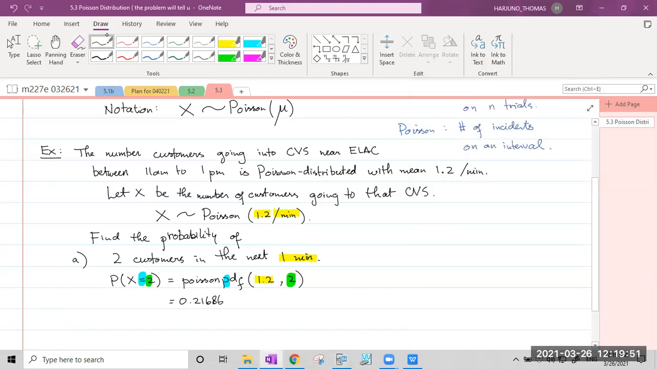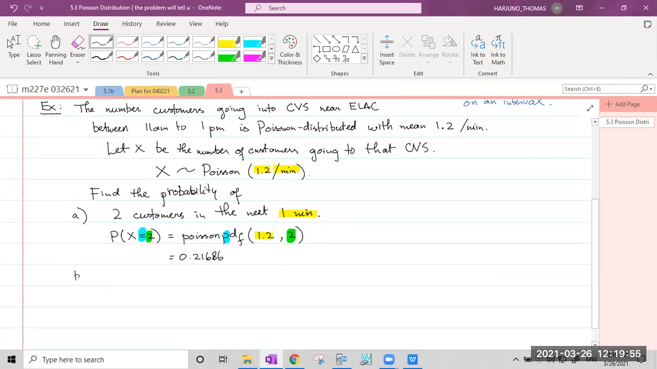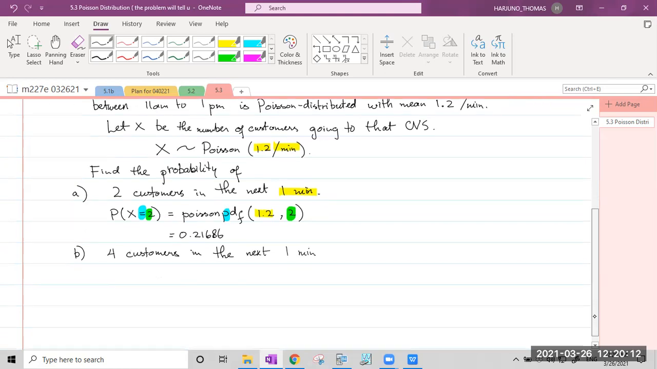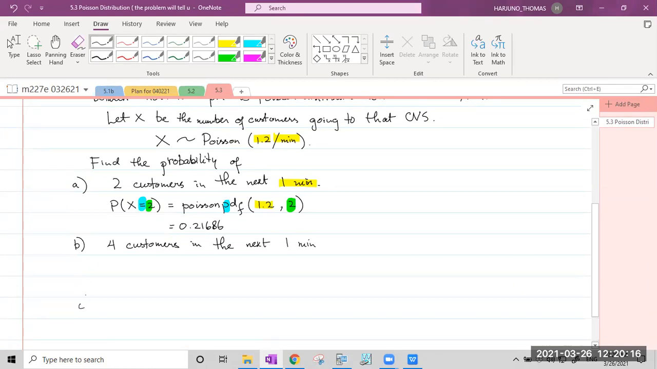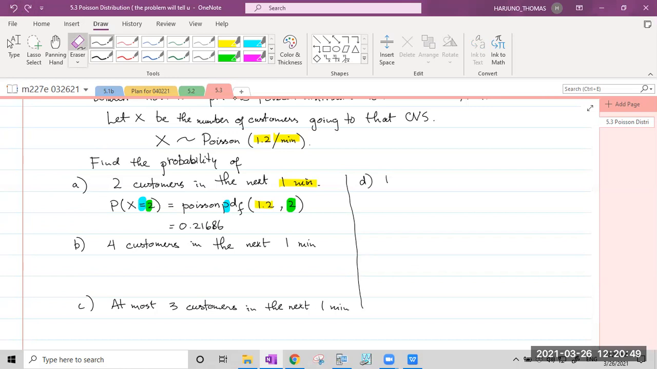Okay, now let's go on. How about the probability of getting, let's say, 4 customers in the next 1 minute? How about the probability of at most 3 customers in the next 1 minute? And how about the probability of more than 2?